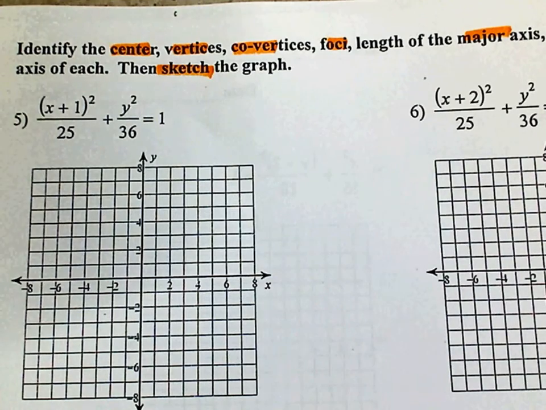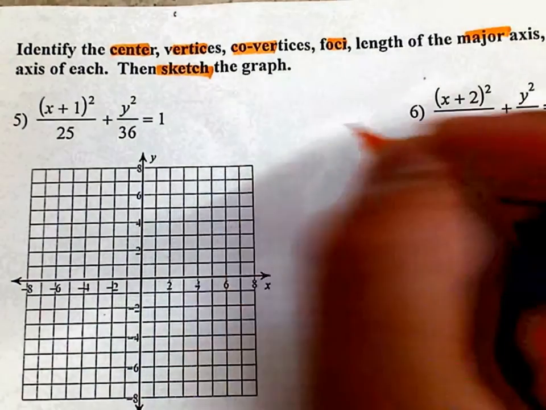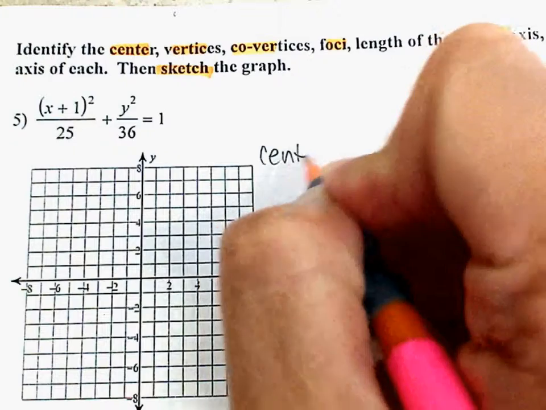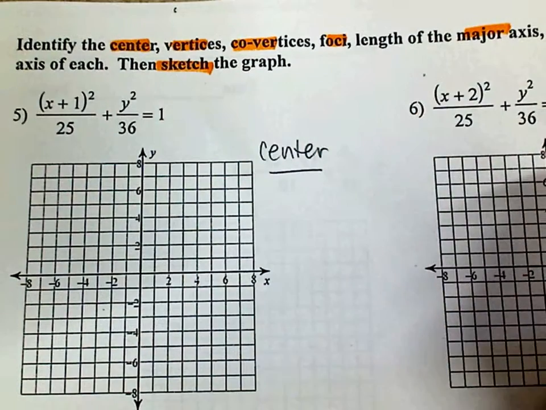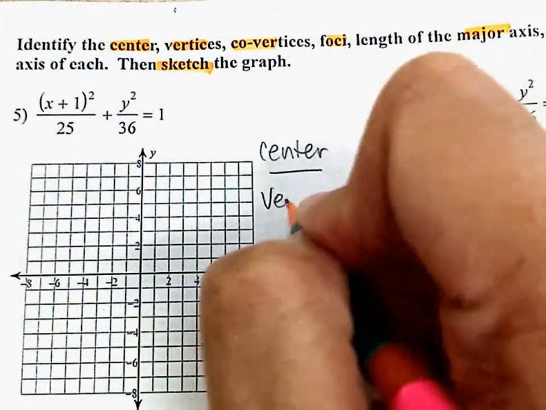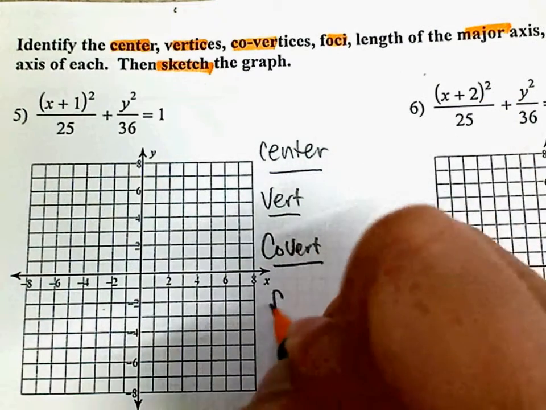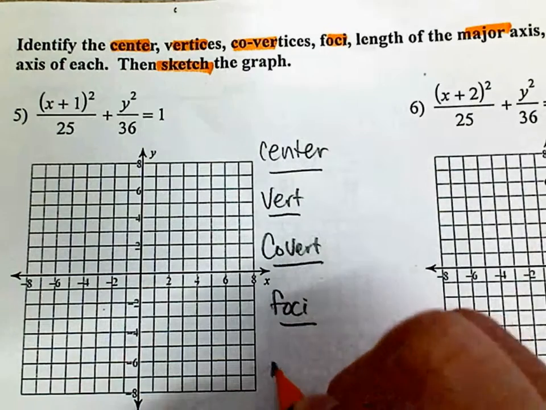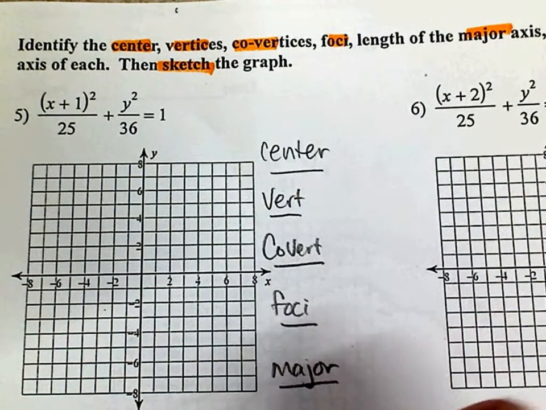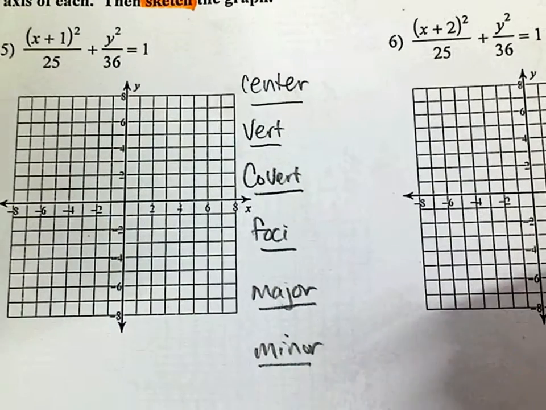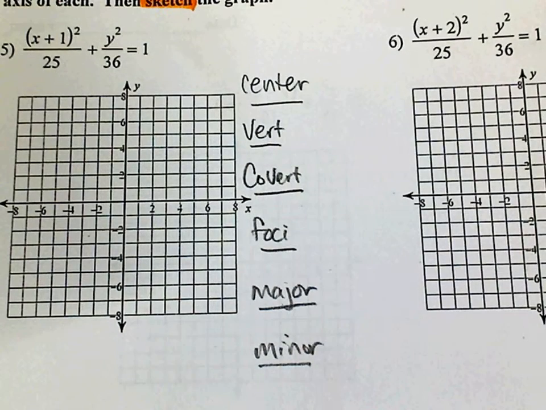So let's see what we need to find. We need to find the center. We need to find the vertices, co-vertices, foci, your major, and your minor. Those are the lengths. Okay? So those are what we have to do. So let's go ahead and start.